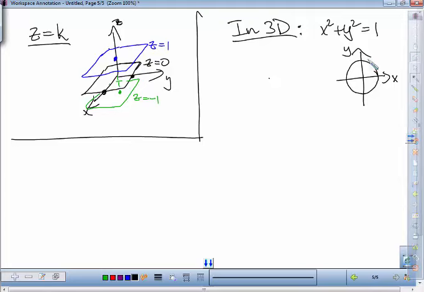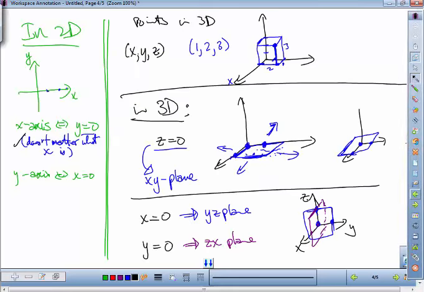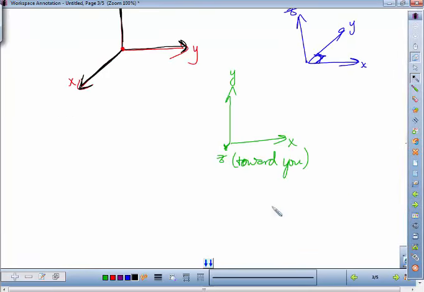But if I were to say I have this equation, x squared plus y squared in 3 dimensions, what do you think this is going to look like? Cylinder. Well, it's not filled in, so I don't think it'll be a disk. So remember this drawing? If it's towards you. Think about looking at the circle like that.